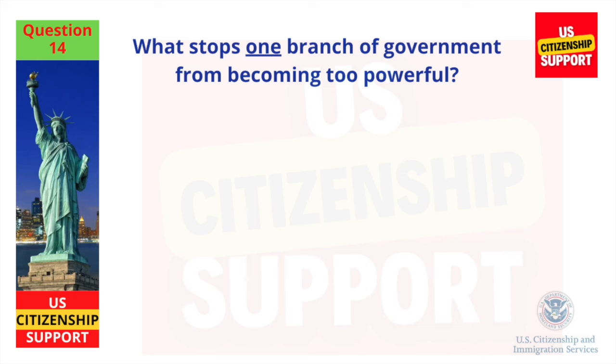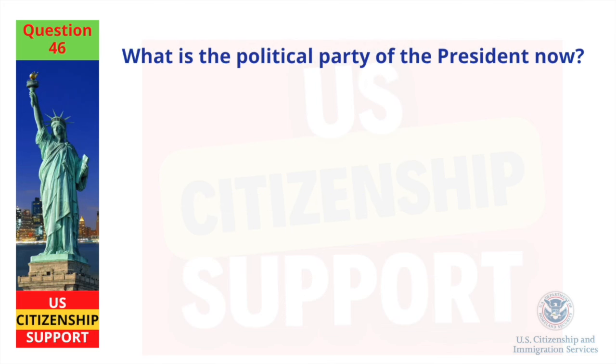What stops one branch of government from becoming too powerful? Checks and balances. What is the political party of the president now? Democratic Party.